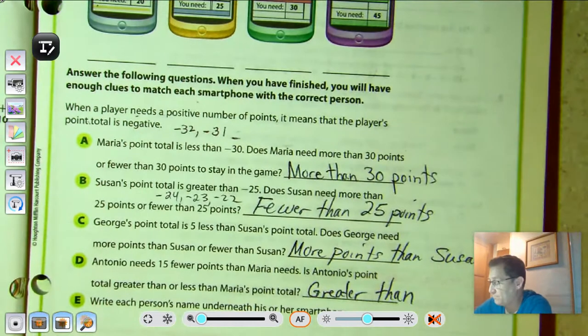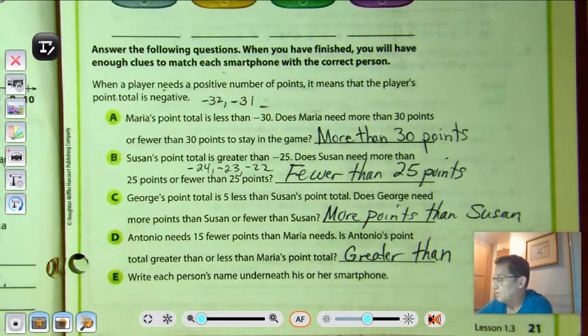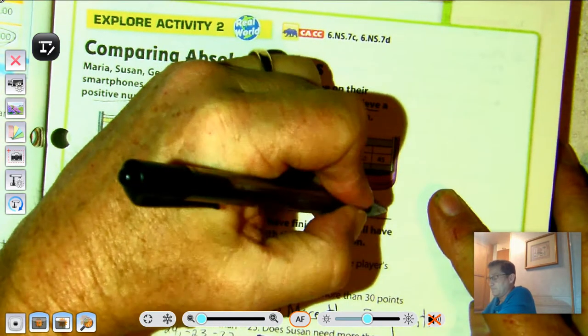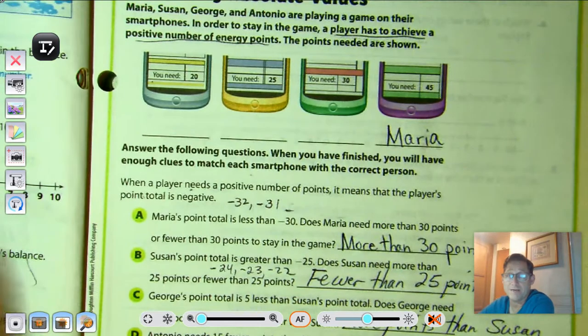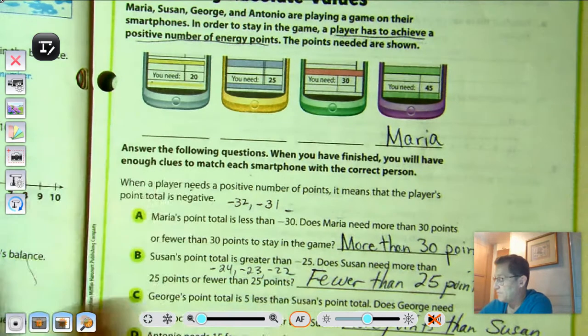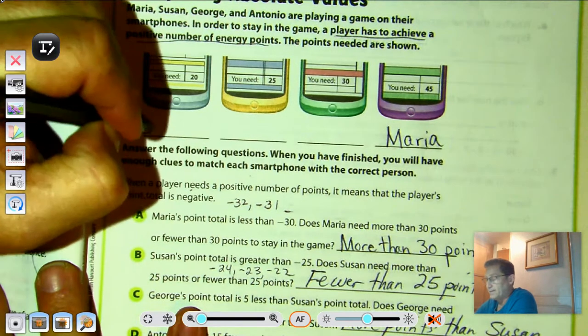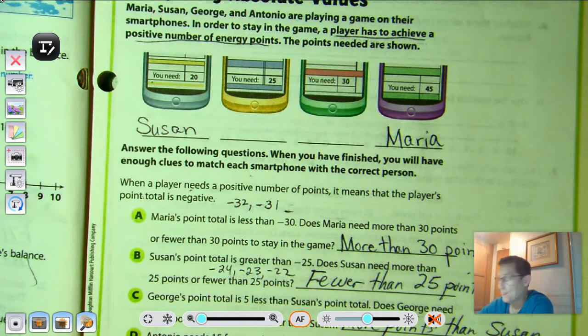All right, and E. Write each person's name underneath his or her smartphone. All right, so more than 30 points. Well, the biggest one would have to be needing 45 points, Maria. All right, who needs fewer than 25 points? Susan. So Susan would probably be right here, needing 20 points. Okay, George needs more points than Susan.